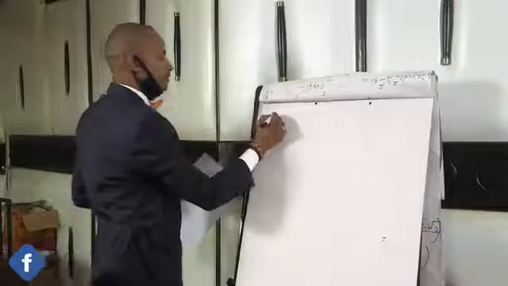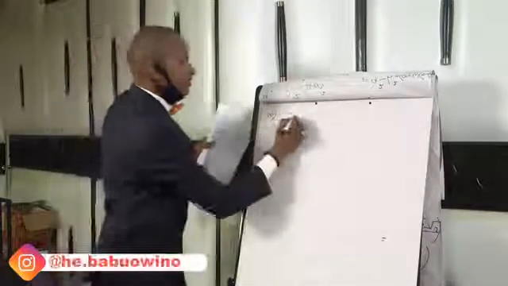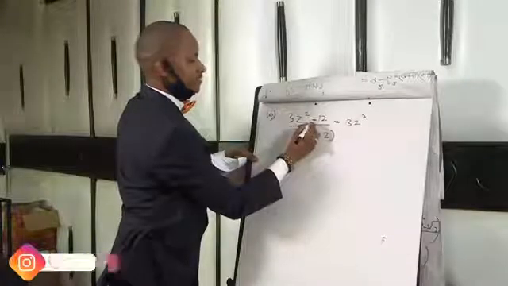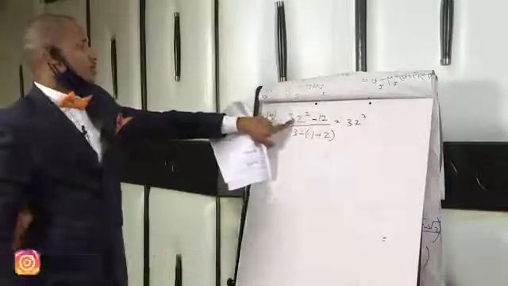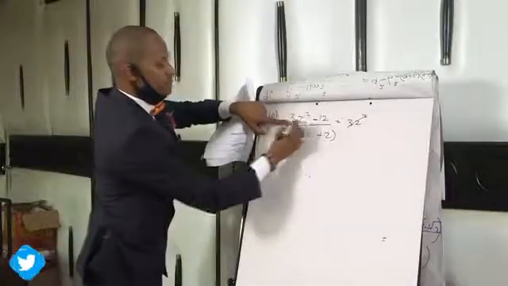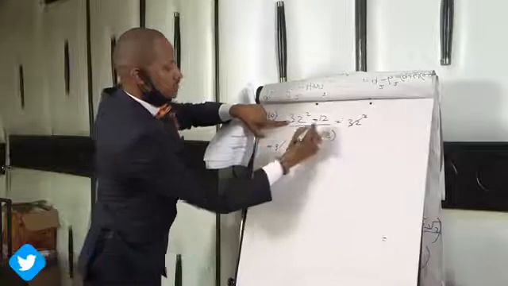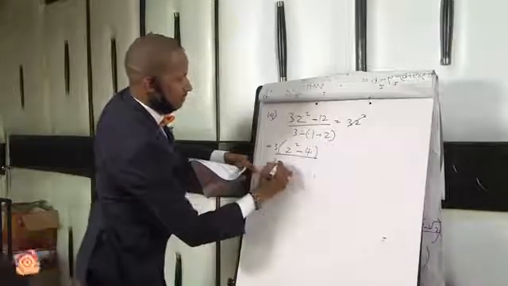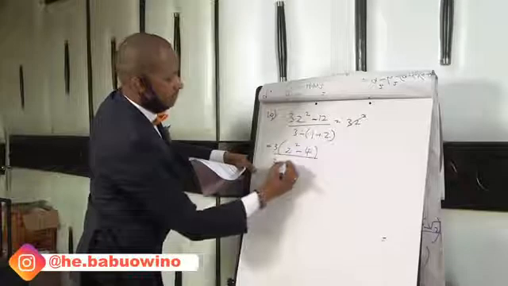Question 10. 3z squared minus 12 divided by 3 minus 1 plus z. So remember I told you, you observe the difference of two squares. Simplify. So here we can see 3z squared minus 12. What is common between 3 and 12 is 3. So you can simplify this by saying 3 into z squared minus, 3 goes into 12 4 times, divided by 3 minus 1 plus z.